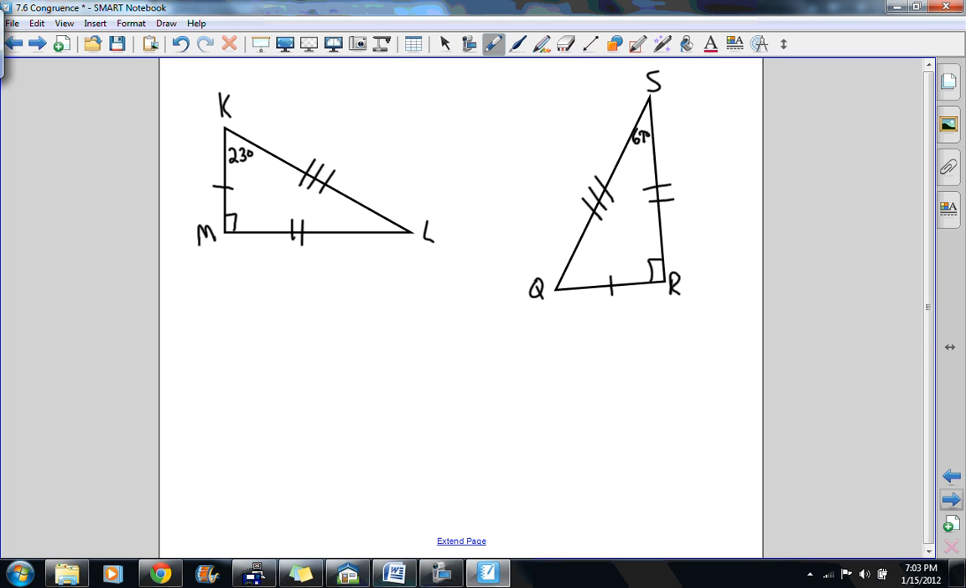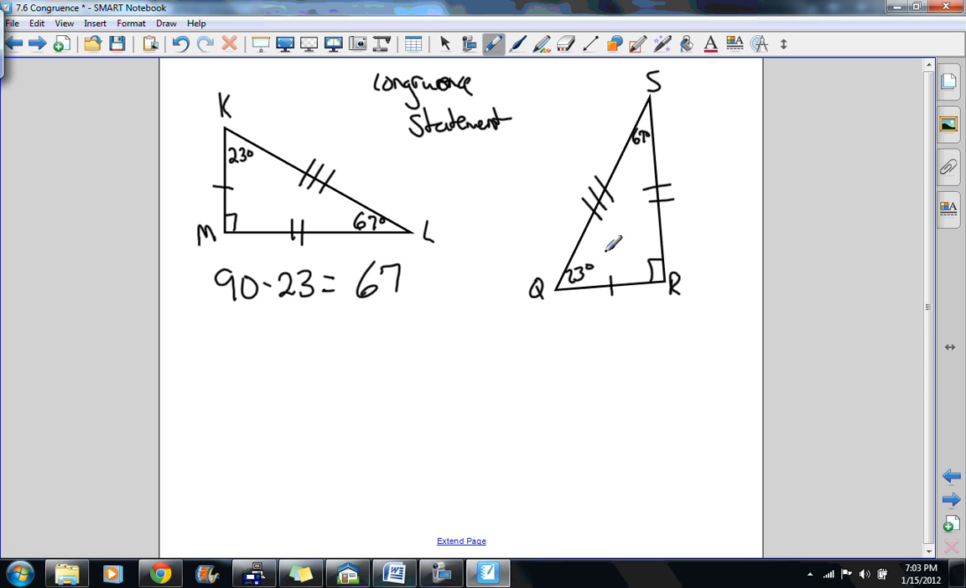So we need to create a congruence statement. So what we need to look at first is, are these triangles congruent? And we can only know that if the angles all match up and the sides all match up. So over here, I'm looking at angle L, and I'm thinking to myself, what is this going to be equal to? Well, I know that this is 90, so the rest of it has to be 90. And so 90 minus 23 is going to be 67. Therefore, angle L has to be 67 degrees. And over here, I know that 90 minus 67 is 23. So at least the angles match up.